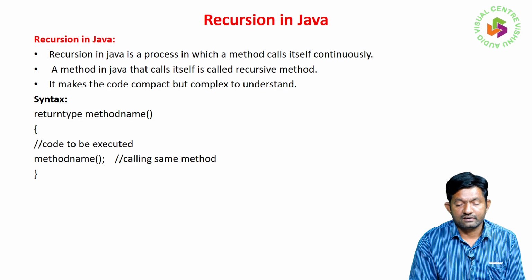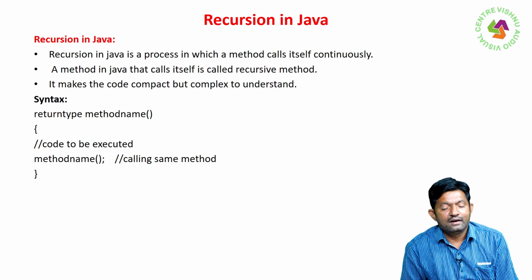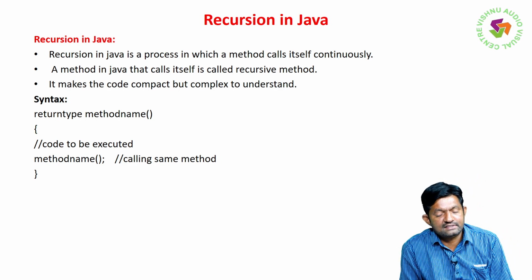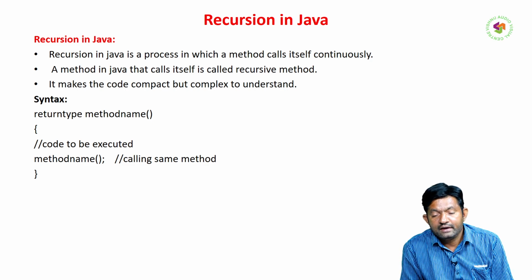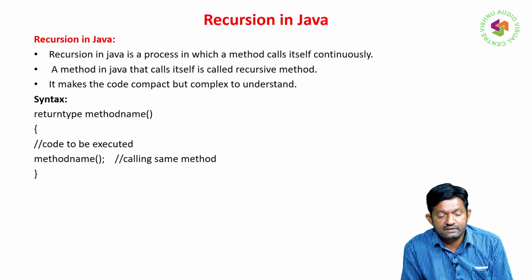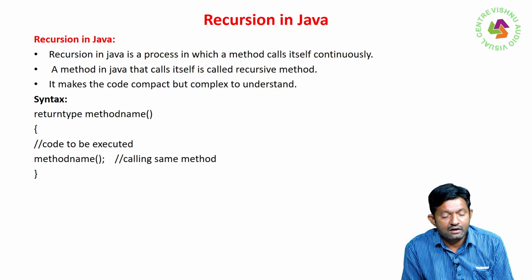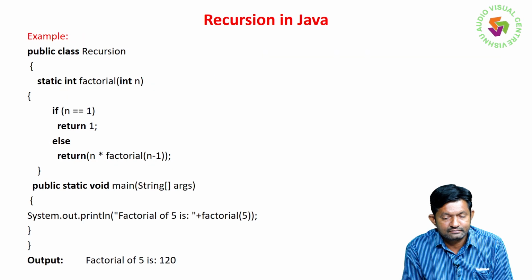Recursion in Java. Recursion in Java is a process in which a method calls itself continuously. A method in Java that calls itself is called a recursive method. It makes the code compact but complex to understand. Syntax: return type, method name, and code to be executed, with the method name calling the same method.